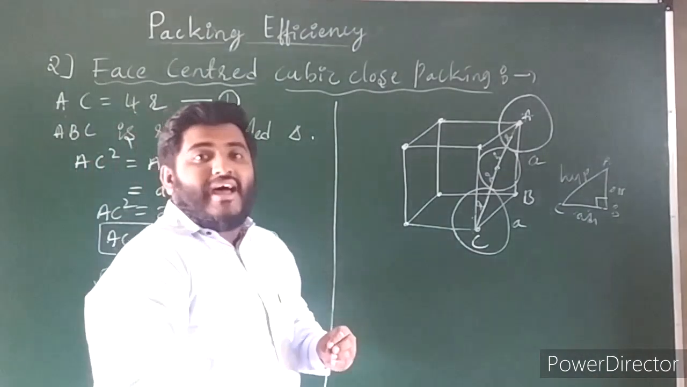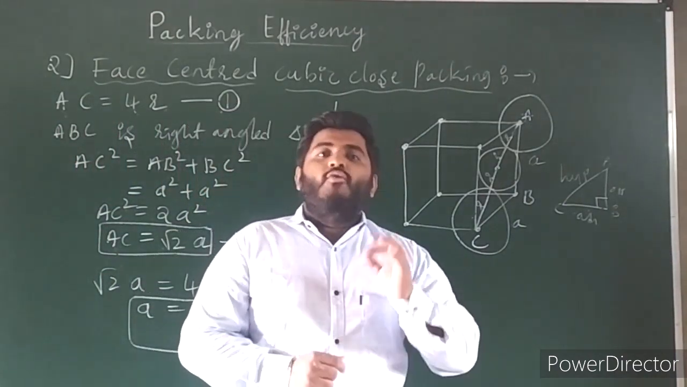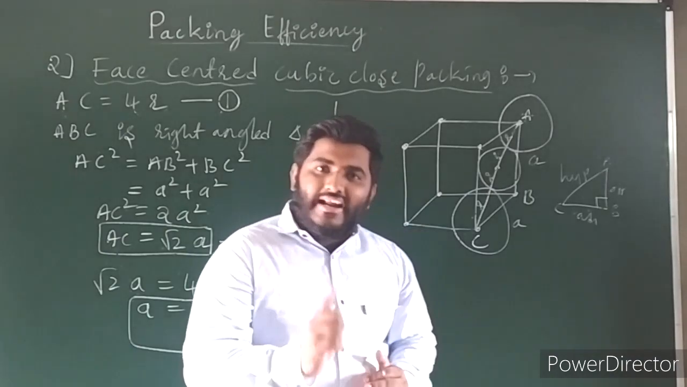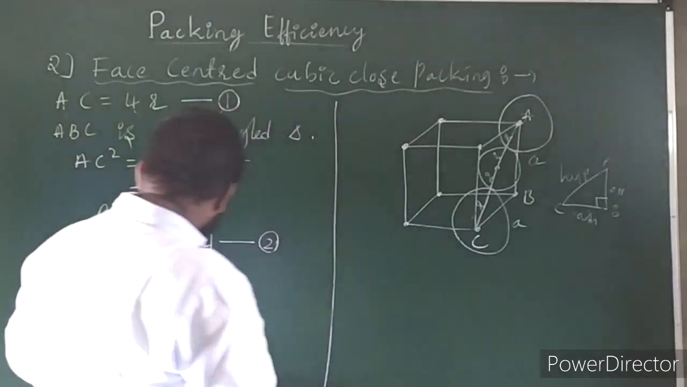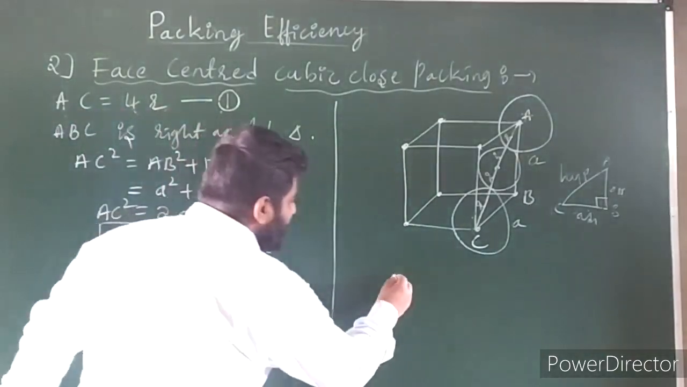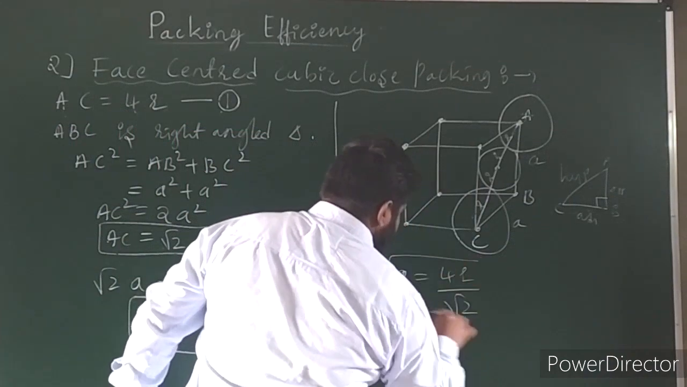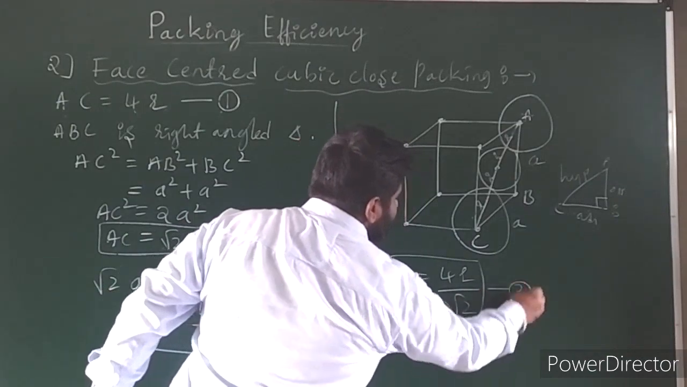Now, we have the formula. What is packing efficiency, guys? Packing efficiency is equal to volume occupied divided by volume of the cube into 100. So, in that formula, we have to substitute. See here, you remember this. A is equal to how much we got? I will write here. A is equal to 4R divided by root 2. This answer I have written here. So, let us take this as equation number 3.